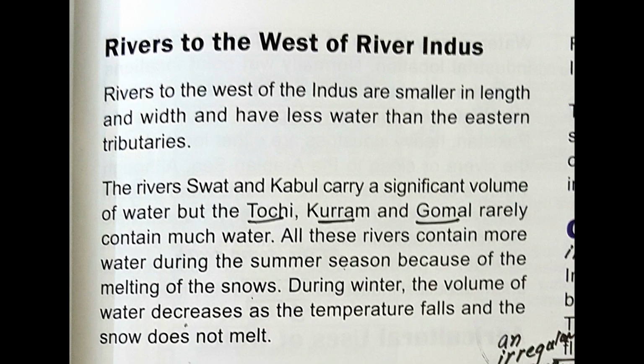The rivers Swat and Kabul carry a significant volume of water, but the Tochi, Koram, and Gomal rarely contain much water. All these rivers contain more water during the summer season because of the melting of the snows. And during winter, the volume of water decreases as the temperature falls and the snow does not melt.